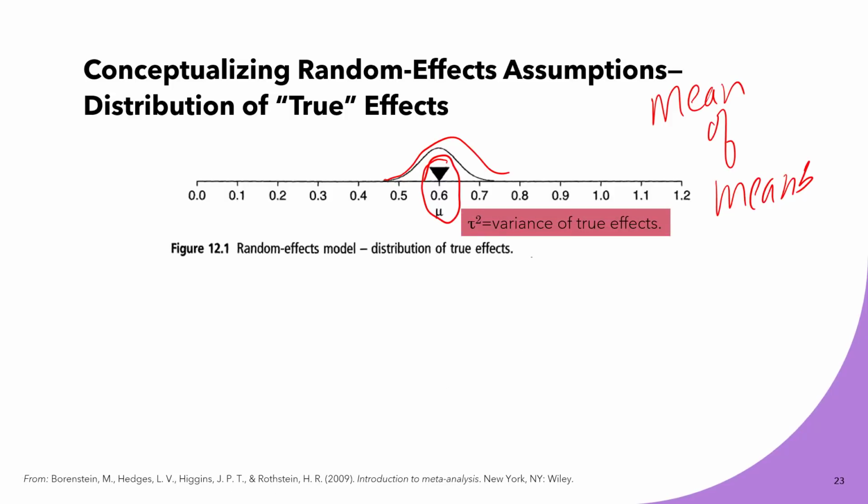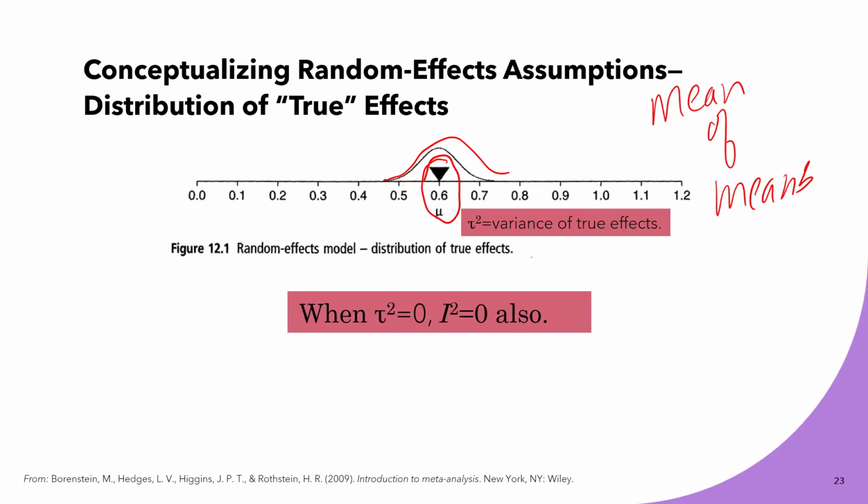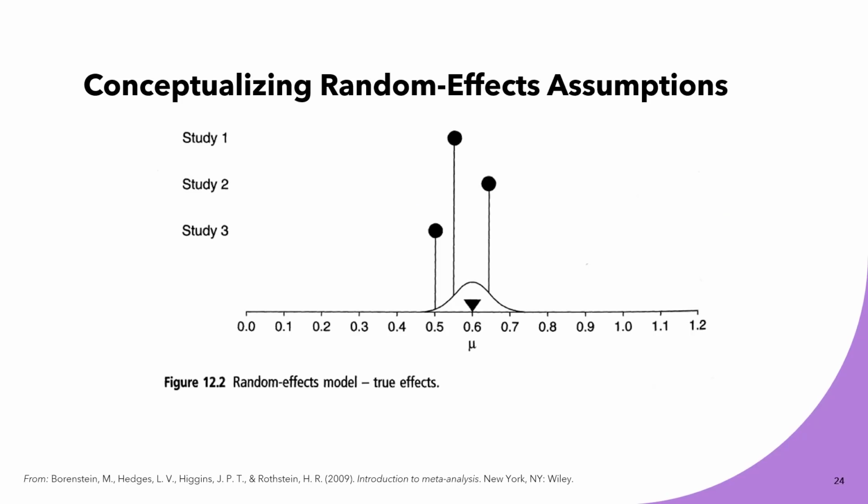Oh, and tau squared, excuse me, would be the variance of the true effects. Okay? To the extent it's non-zero, and it can only go positive, obviously, as a variance, then there's variability in the population effects. Okay? And as a simple principle, if tau squared is equal to 0, then I squared is equal to 0 too. Q is not going to be significant. Okay? This is another way to conceptualize the random effects assumptions.